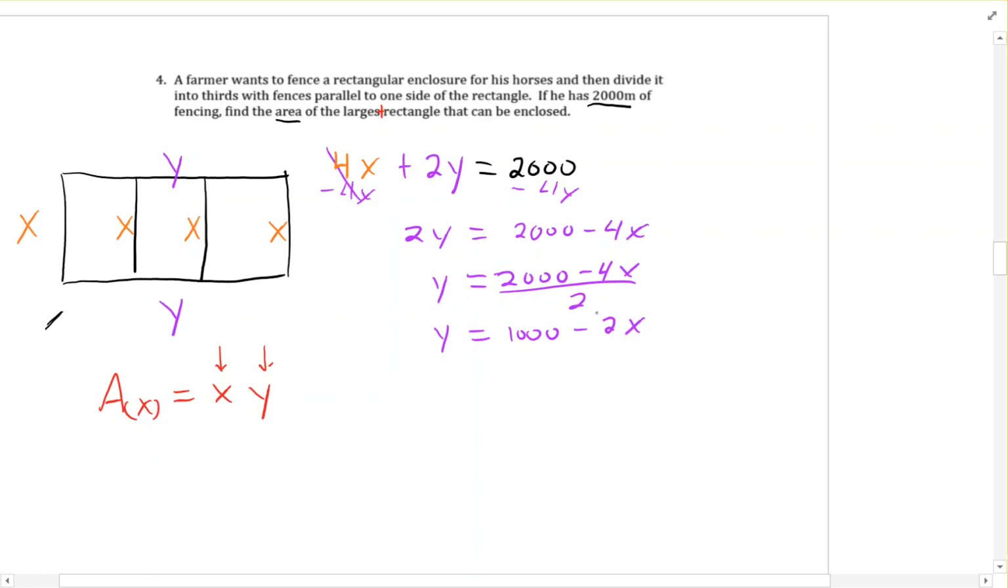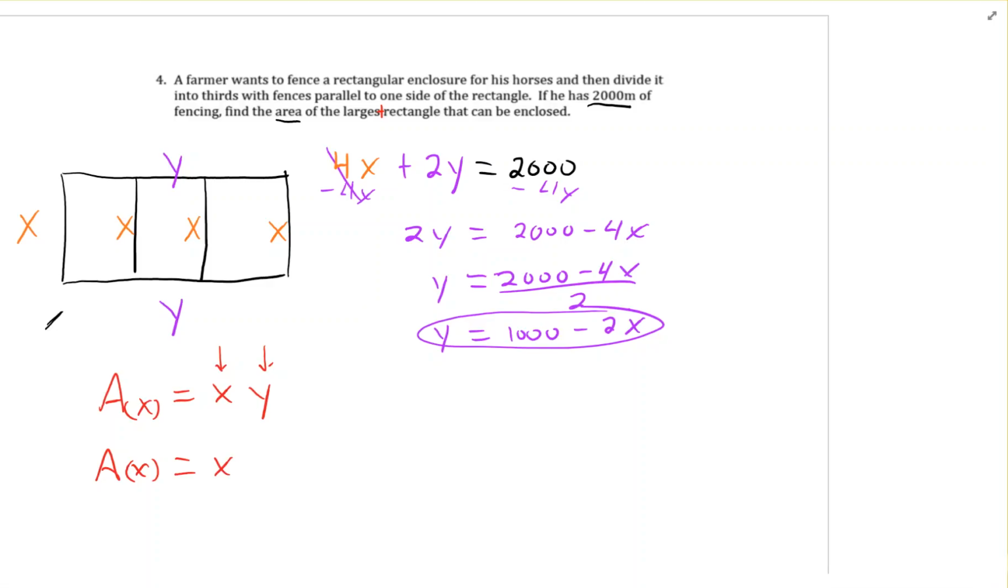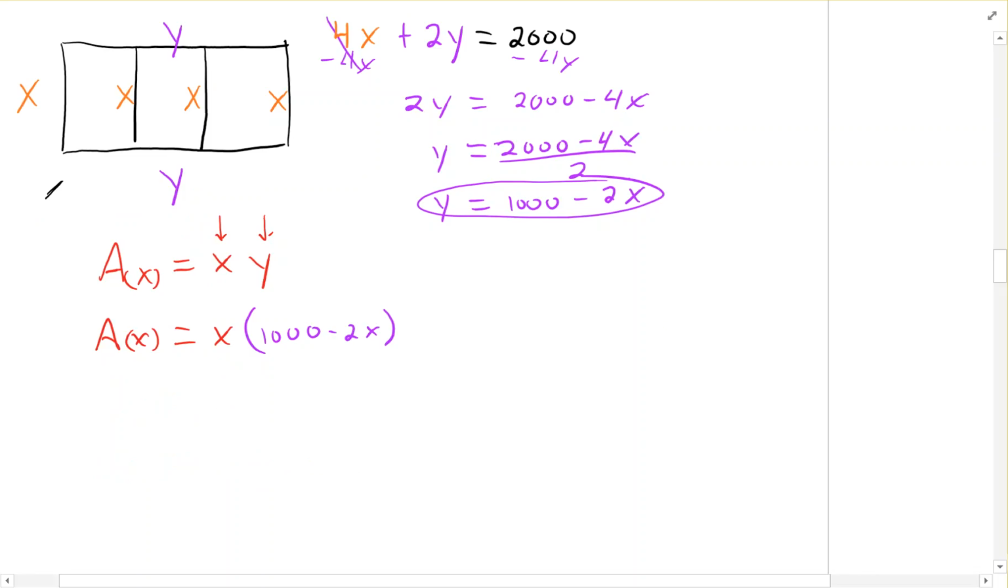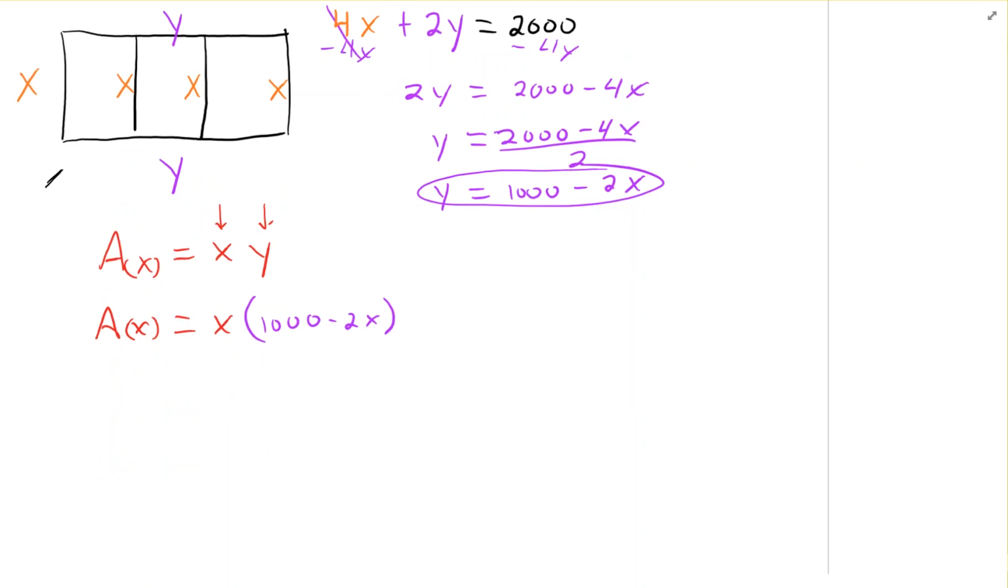So now that I know this, let's put that into our equation. Now A of x, the area of these two varying values, is going to be x times 1,000 minus 2x. So now we're pretty much there. We just need to find the vertex. Again, this is going to make a parabola, and so we just need to graph it.